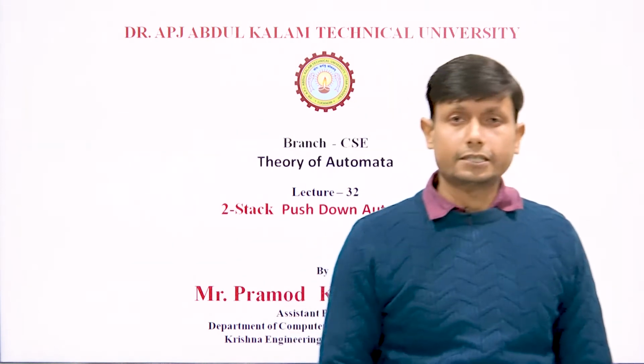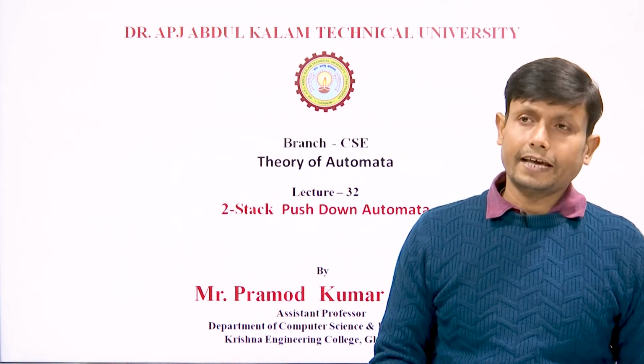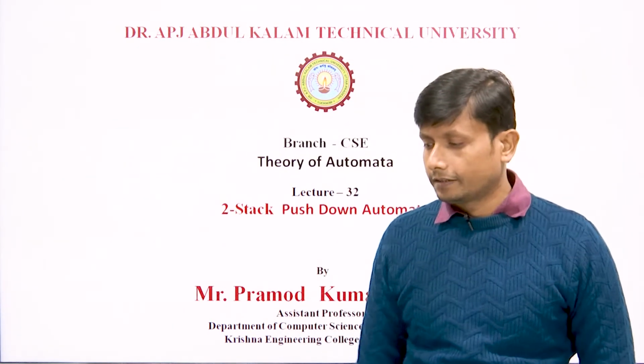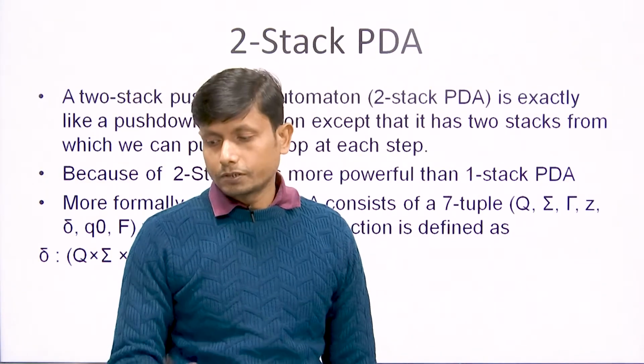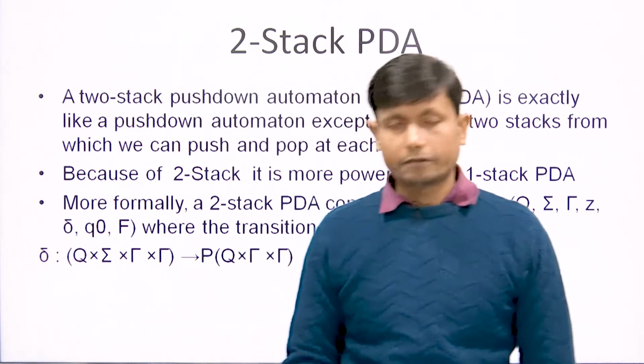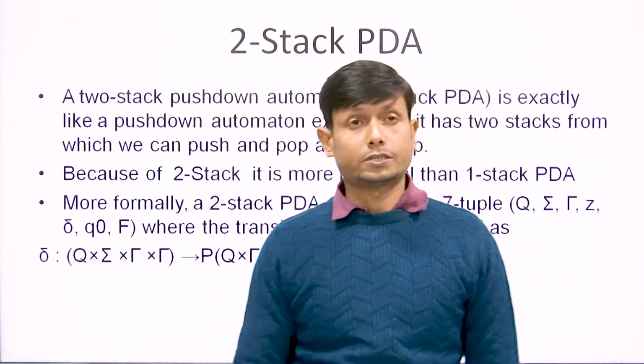So what is a two stack machine? Why do we require it? If any language is not context free, it goes to a higher class, like a context sensitive language. For that, if we use a stack, then we need two stacks. We need two stacks to design the push down automata. So let's see what the two stack push down automata tuple is. A two stack push down automata is exactly like a push down automata, except that it has two stacks.